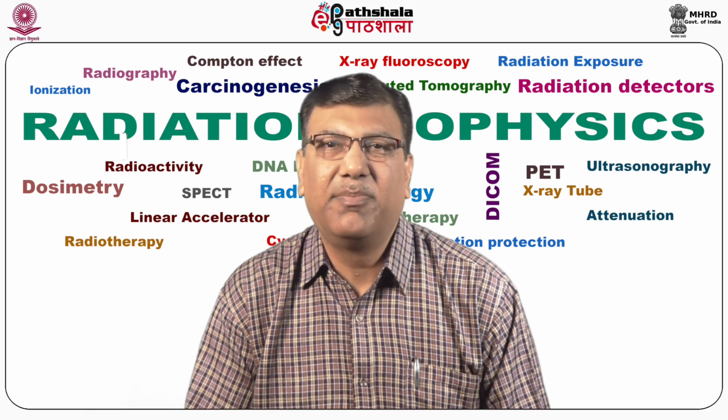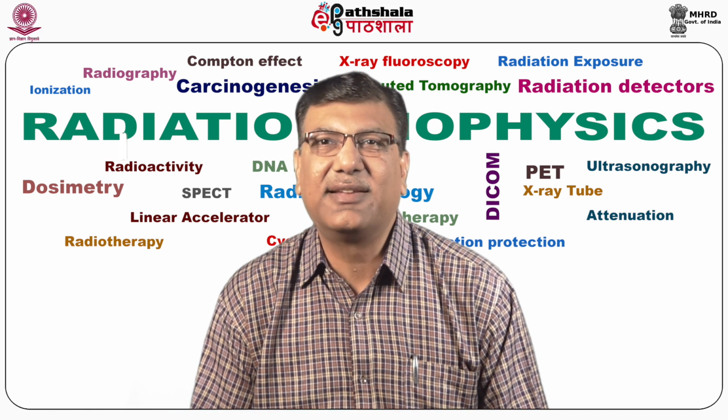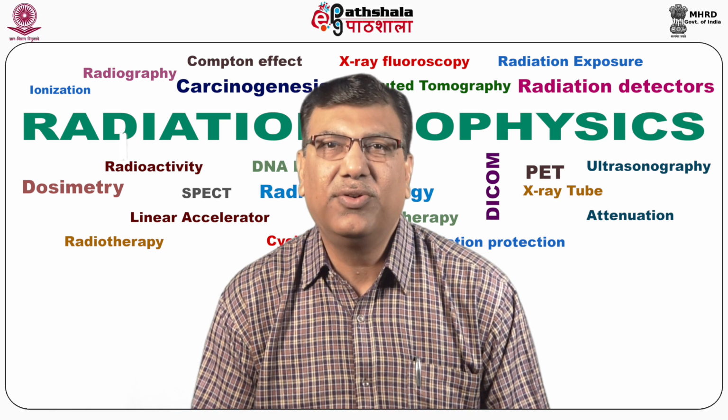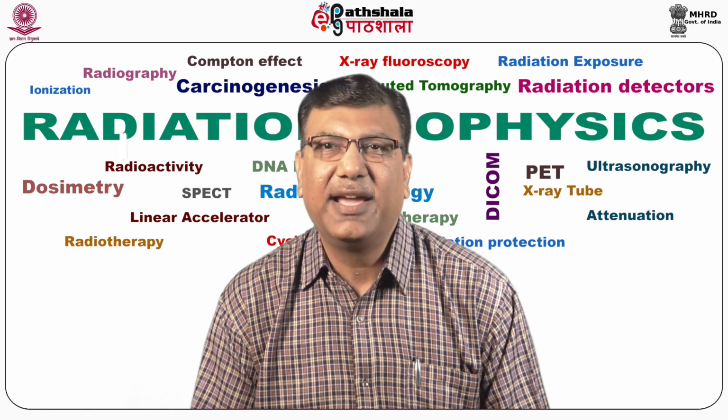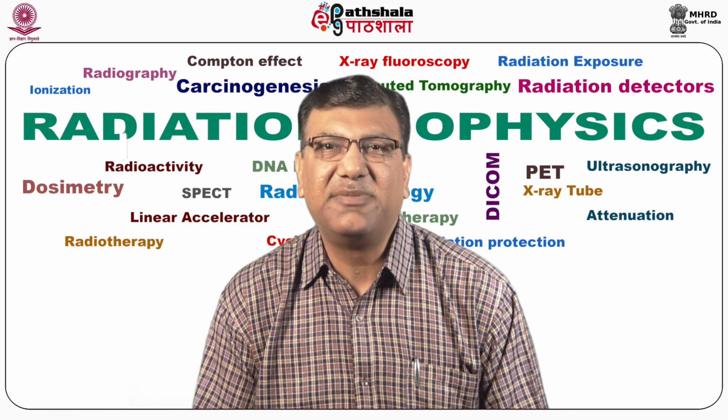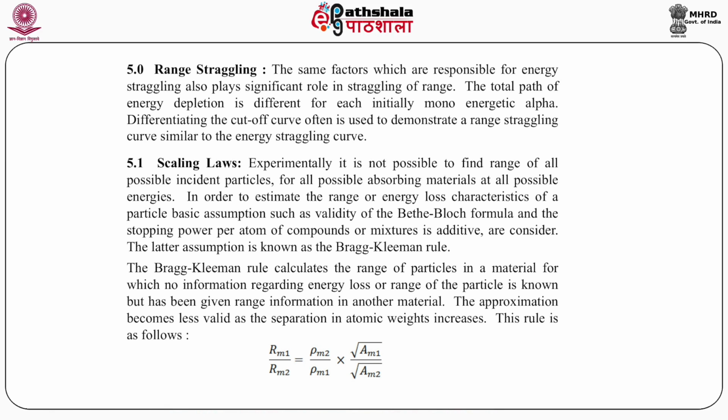Bragg-Kleeman rule. The Bragg-Kleeman rule calculates the range of particles in a material for which no information regarding energy loss or range of the particle is known, but range information in another material has been given. The approximation becomes less valid as the separation in atomic weight increases. This rule is mathematically given here in this slide.